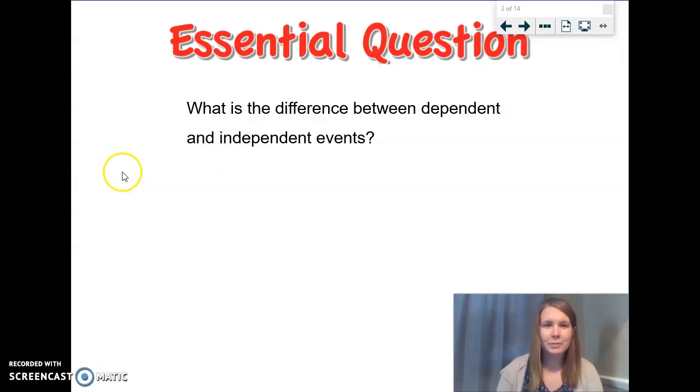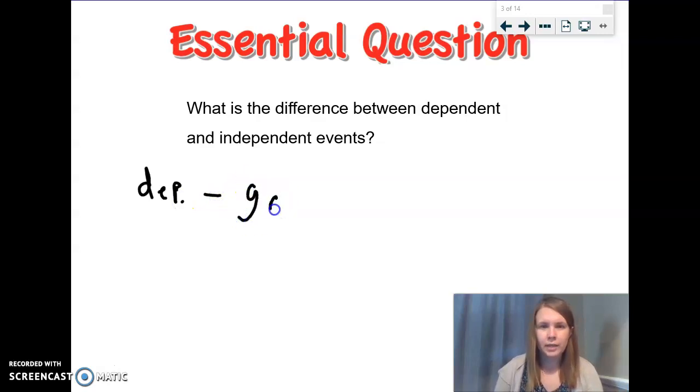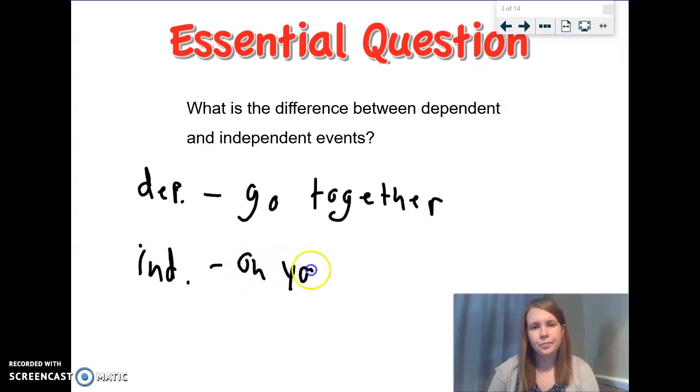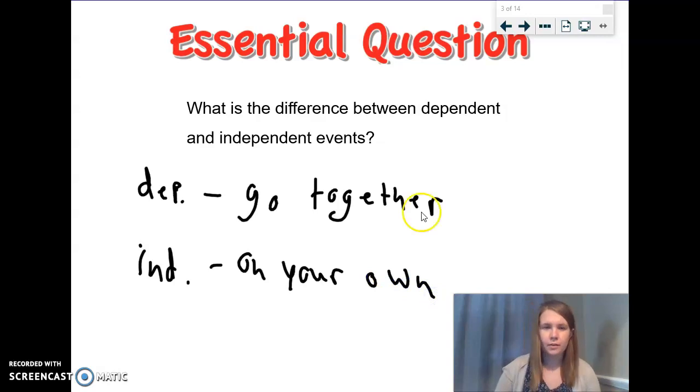Well, I kind of started explaining that. Dependent means they depend on someone, okay? They go together. If you're independent, think about what independent means. This means you're on your own. Not related to one another.